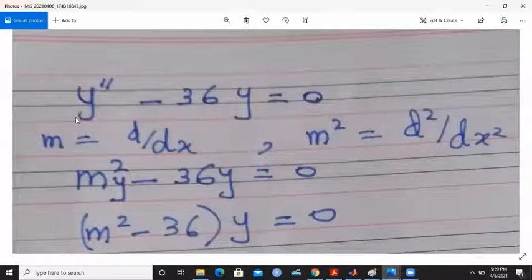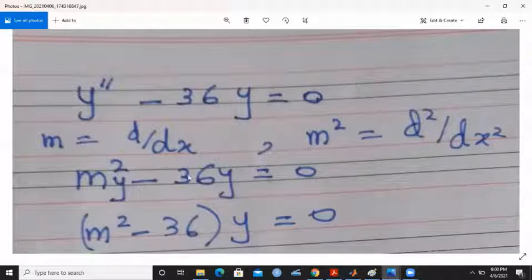I can see that in this differential equation, the coefficients are constants, and I have a 0 on the right hand side, and I have y's double derivative and y. So this is a homogeneous second order differential equation with constant coefficients. Now I will substitute the operator as m. So my differential equation will look like m square y minus 36y.